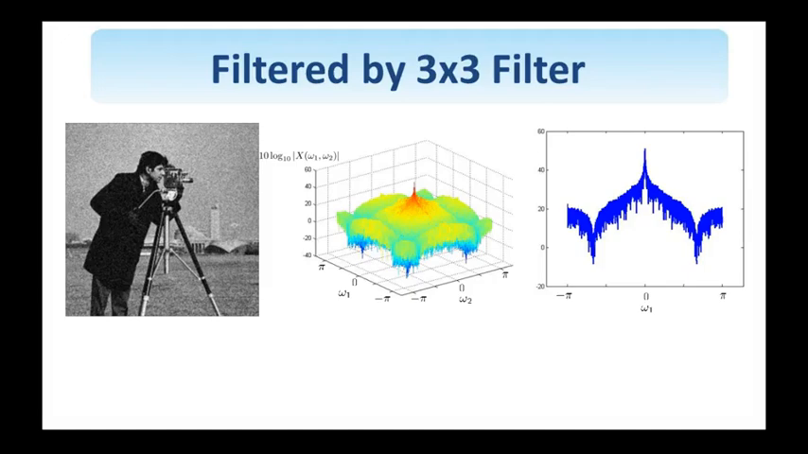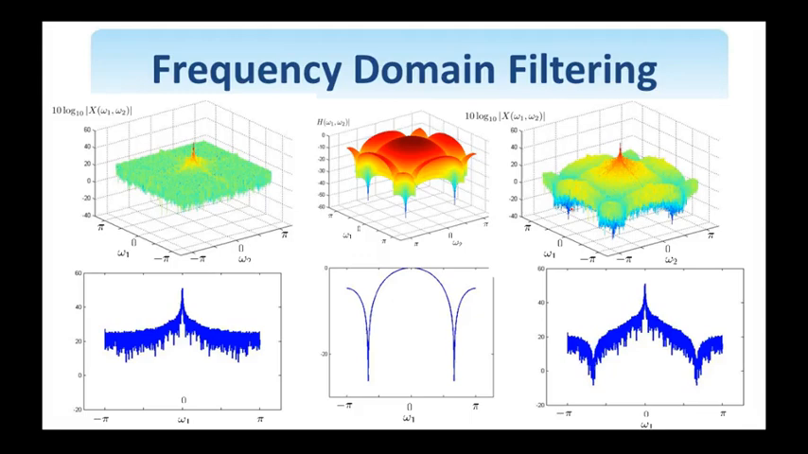We show here the filtered image by the 3x3 flat filter. The noise has been reduced, but also the image has undergone some blurring. This is the spectrum of the image, and this is the slice of the spectrum at omega 2 = 0. So the DC value has not changed. However, the higher frequencies have been reduced here, but also there has been some change in the spectrum at lower frequencies. To better understand exactly what's happening, let's look at the frequency domain.